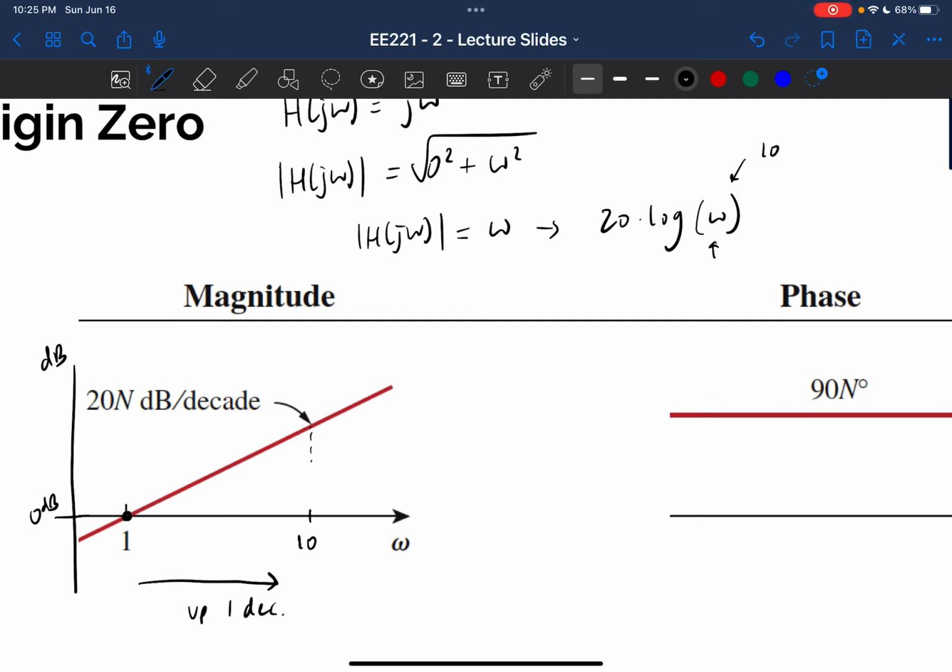I have gone up to a value of 20 times the log base 10 of 10, which is 20 times 1, which is just 20. So I'm at 20 dBs. And if I went up another decade, I would be at 100 here, and then I would be at 20 log of 100, which would be 2 times 20 or 40 dBs. And so I would go up another.